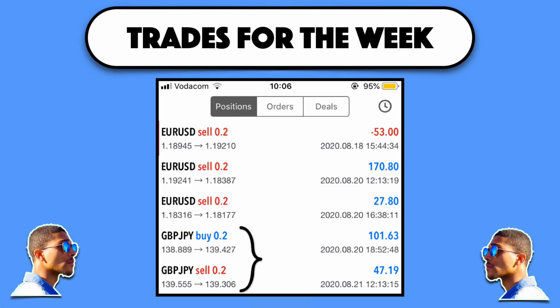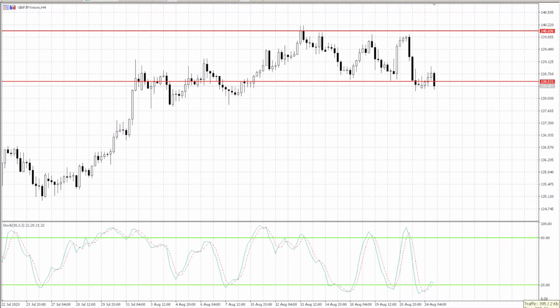Trade 4 and 5. With trades 4 and 5, I was trading the Great Britain pound against the Japanese yen. So let's have a look at what was happening in the market. Firstly, we are looking at a 4-hour chart, which means each candle represents 4 hours of price movement. Something also that I want you to take note of is that the market is in consolidation, meaning it is moving sideways. So how can I see this?